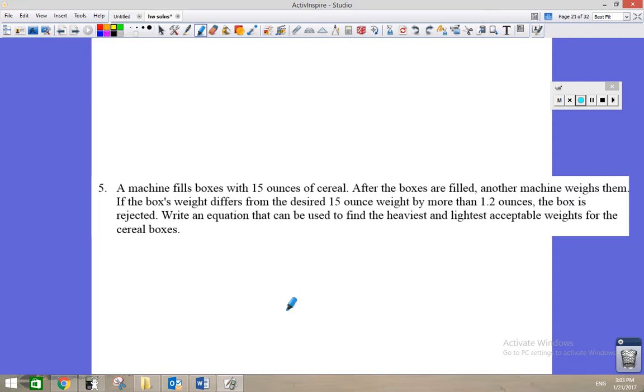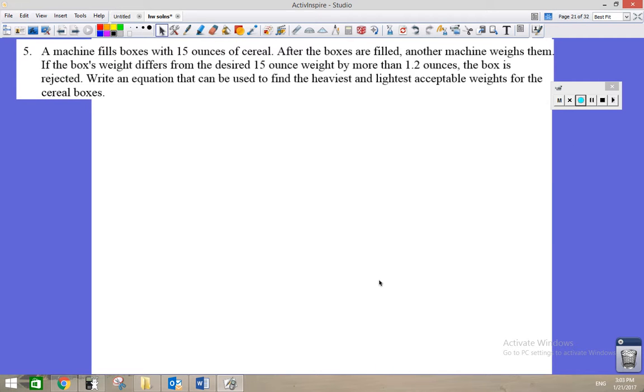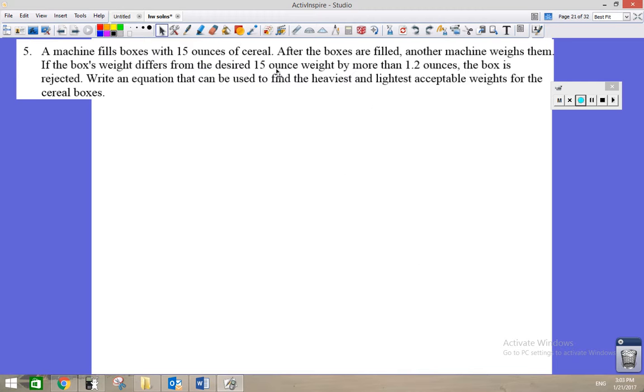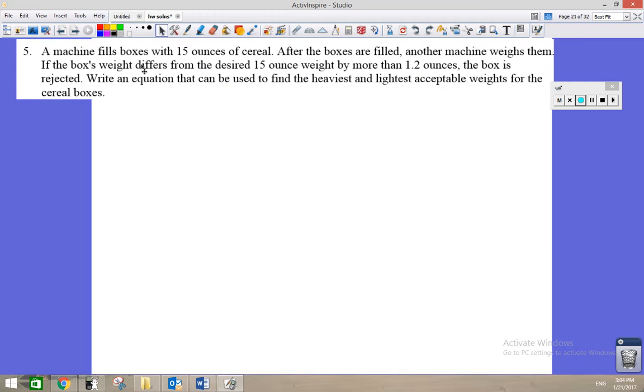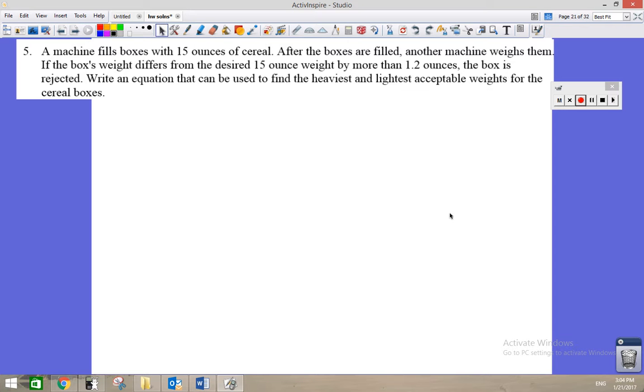Let's do another one real quick here on the same video. A machine fills boxes with 15 ounces of cereal. After the boxes are filled, another machine weighs them. If the box's weight differs from the desired 15-ounce weight by more than 1.2 ounces, the box is rejected. So this is the exact same idea. These problems are identical, even though this is potting soil and this is cereal. You've got one machine that's filling the bags of soil, and this machine is filling boxes of cereal. You've got a machine that weighs and determines the true weight.